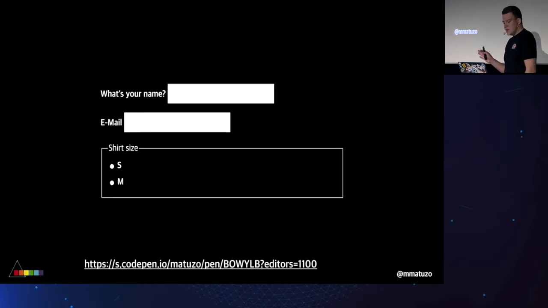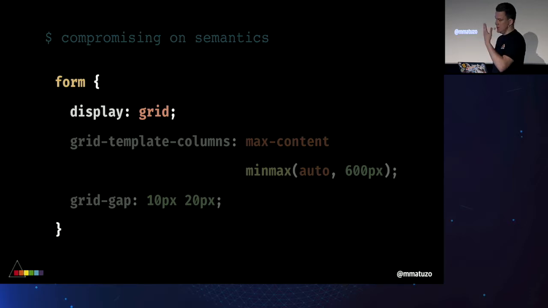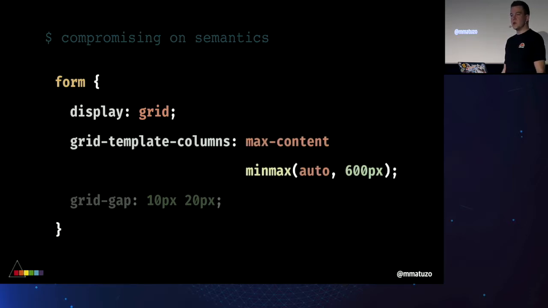Now that's all right, but I would like to clean this up a bit. I want all labels to be in a left column and all input fields in another column, in the second column. No problem with grid. I select the form, I set display to grid. I use the grid template columns property to create 2 columns. I use the max content keyword for the first column, which will make the column only as wide as the largest child item. That's really cool.